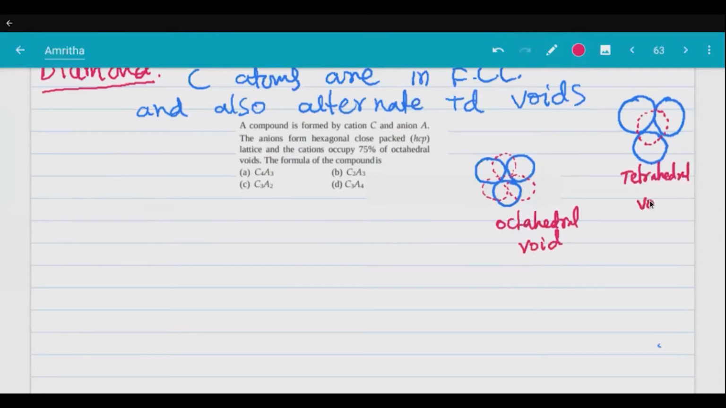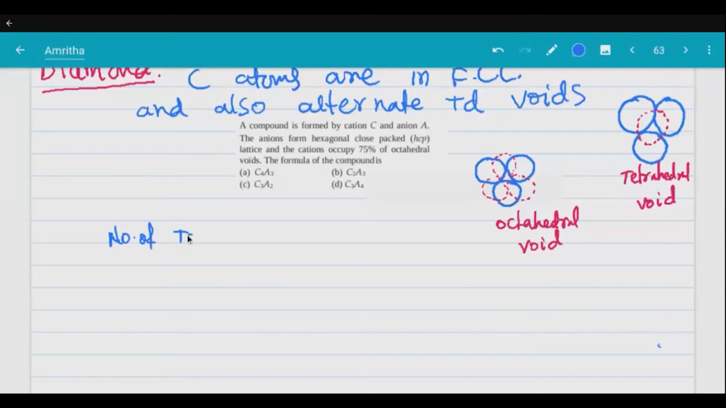You should understand what voids are. Voids are just empty spaces, but based on their neighbors, we divide them into 2 types. Basically, in 3D, we get 2 types of voids, tetrahedral and octahedral. And we have a simple calculation also for numerical purposes.